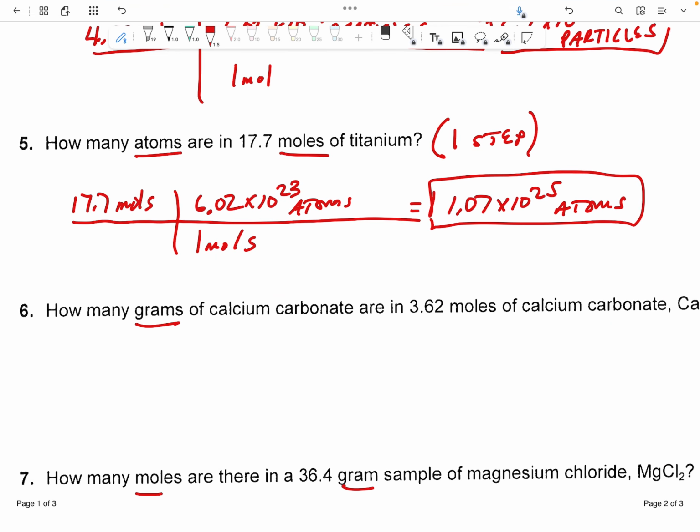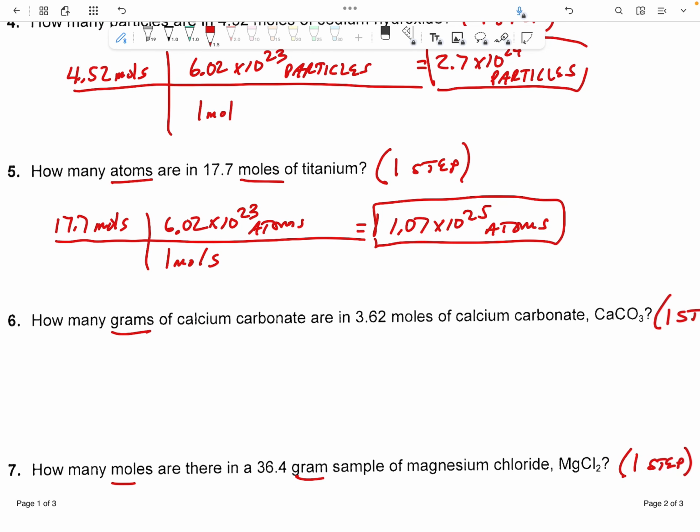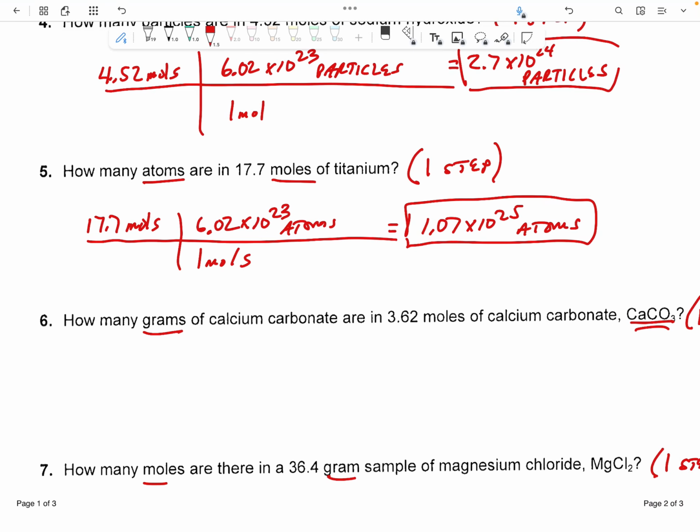Okay, how many grams of calcium carbonate are there in 3.62 moles of calcium carbonate? Well, it's a one-step problem, but you're moving from moles to mass. And we have to have the molar mass of calcium carbonate. So let's set it up first and put 3.62 moles here and 1 mole down here. And we're going to multiply by the molar mass of calcium carbonate.